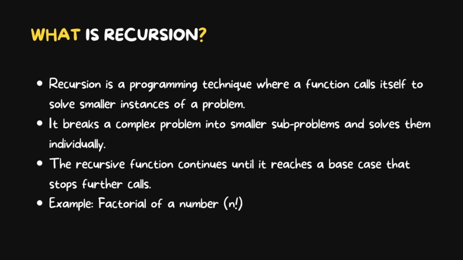Recursion is a technique where a function calls itself to solve smaller instances of a problem. It's like solving a big problem by breaking it down into smaller, similar subproblems. The function keeps calling itself until it reaches a base case, a condition where the recursion stops. For example, calculating the factorial of a number is a classic recursive problem. Factorial of n is equal to n times factorial of n minus 1. We solve the larger problem by solving smaller versions of the same problem. It's like looking into a mirror that reflects another mirror. The pattern repeats itself.